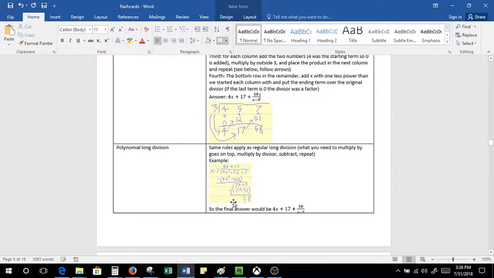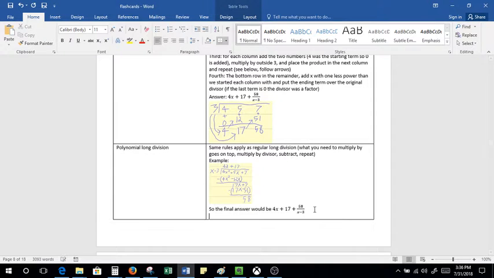17 minus 17 is 0. 7 minus a minus 51 is 58. Nothing more can be done here because that power of x is greater than this one. This one doesn't have an x at all. So the remainder is 58 over x minus 3. And that's exactly what we got in synthetic division.